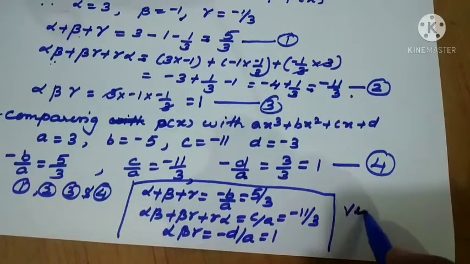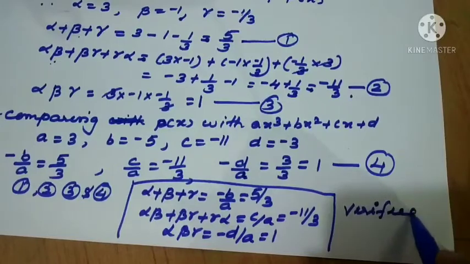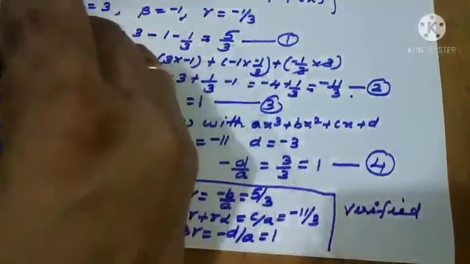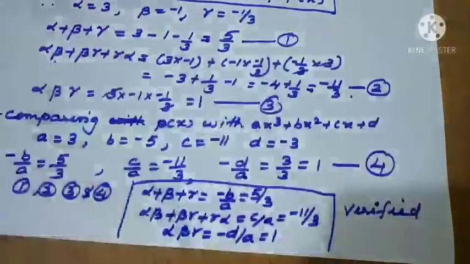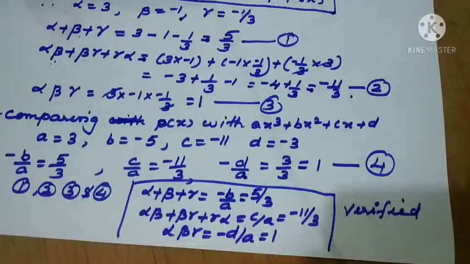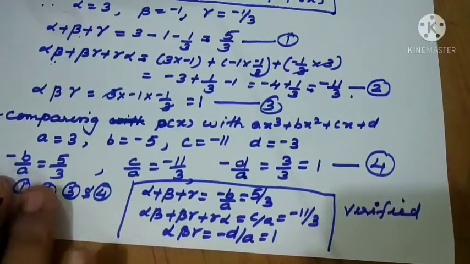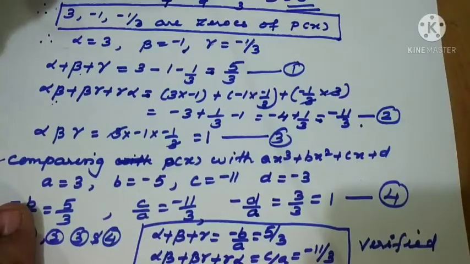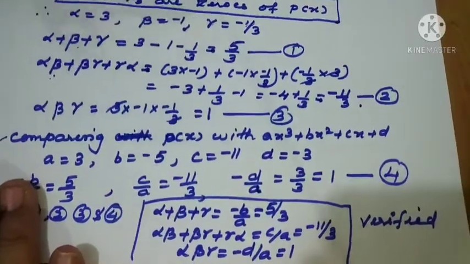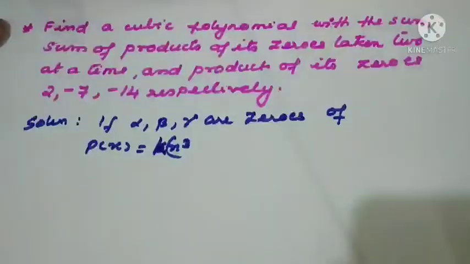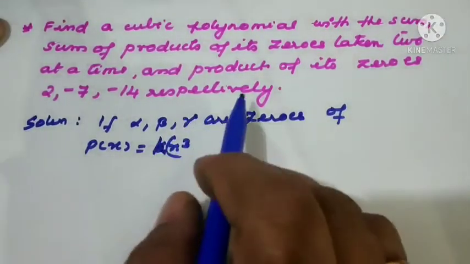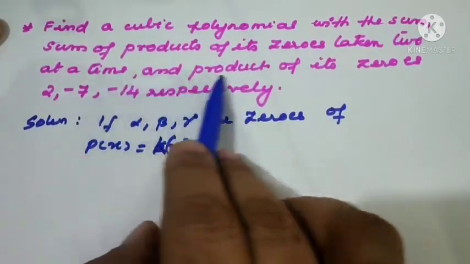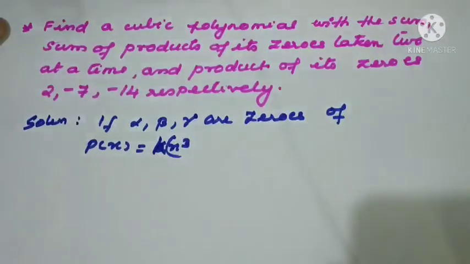So what should we write here? Verified. So here also this is the question for us. 3 and 1 by 3 are the zeros, then the relationship we have to verify. So 2 parts of the question are there, that we should highlight. 3 and minus 1 by 3 are the zeros of p of x, and finally the relationship between the zeros. Find a cubic polynomial with the sum of the zeros, sum of the product of the zeros taken 2 at a time, and product of the zeros being 2, minus 7, minus 14 respectively.